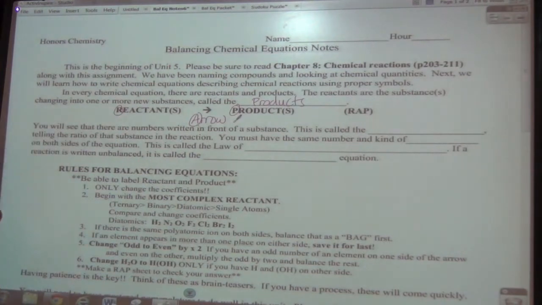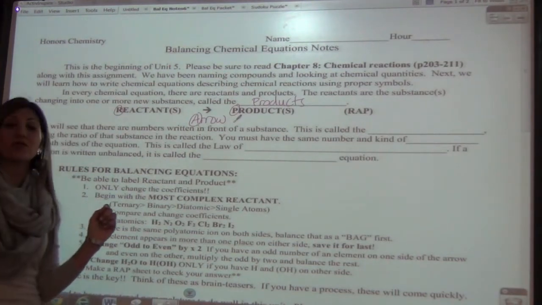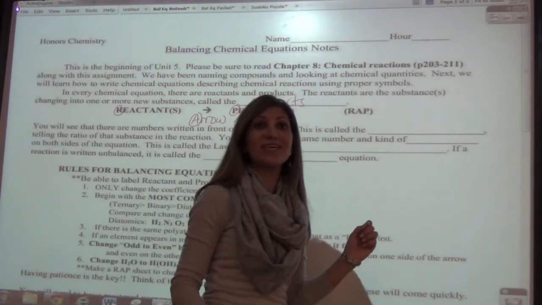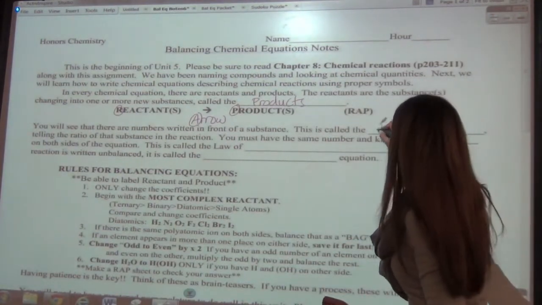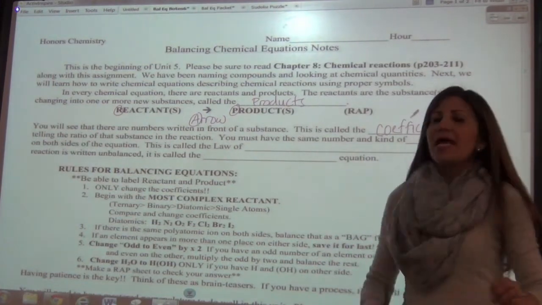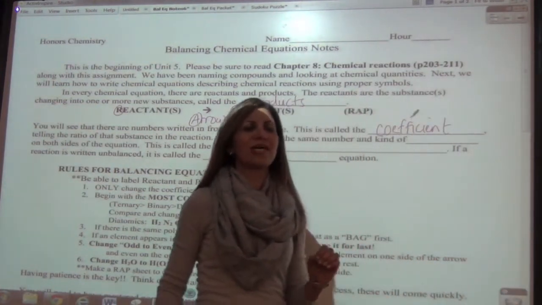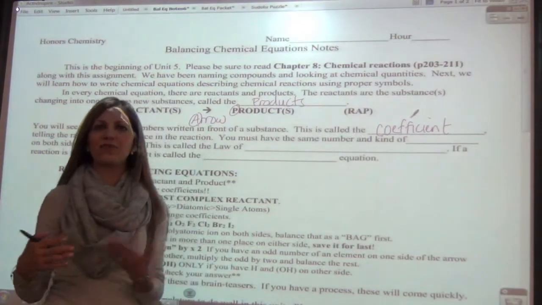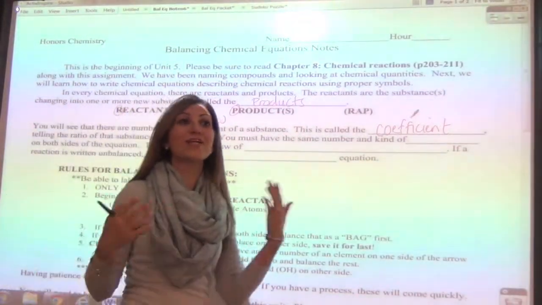You'll see that there are numbers written in front of a substance. Anybody know what those numbers are called? Starts with a C. Coefficient. Awesome. The number is called the coefficient. And the coefficient is going to be the only thing that you are allowed to change once you have your formulas correctly written based on our nomenclature.